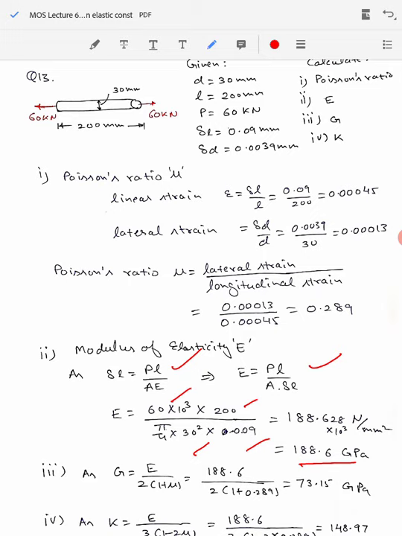In fact, you don't need to draw the whole stress strain diagram in order to find this value.